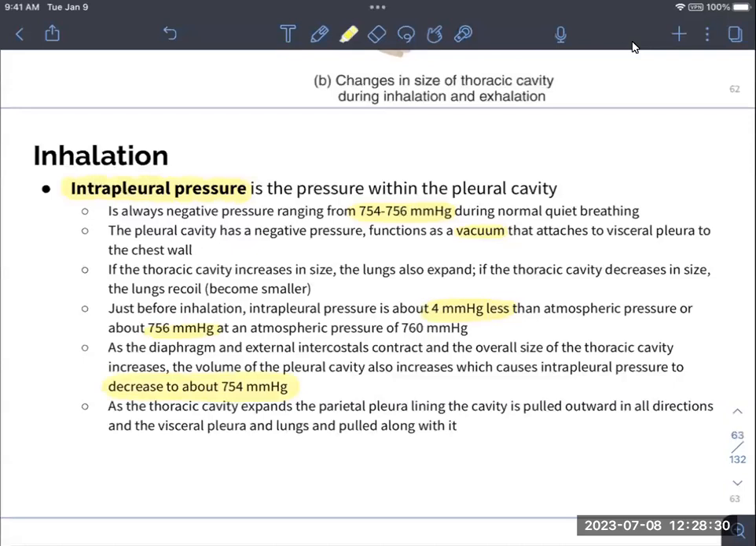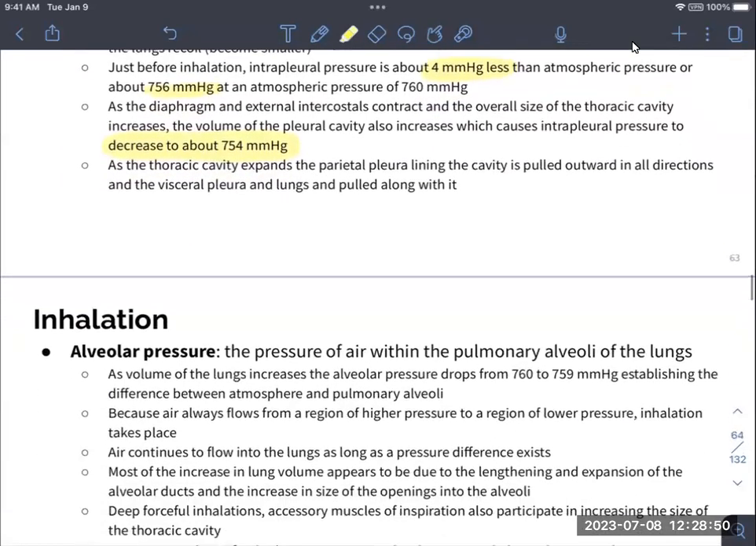That parietal pleural lining, it's pulled outward in all directions. That visceral pleura on the lungs gets pulled right with it. So as the thoracic cavity expands, that parietal pleura expands, which causes those lungs to expand. Everything is expanding whenever we take a breath in.